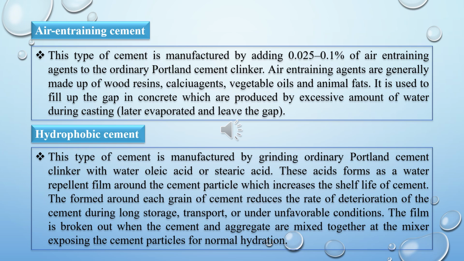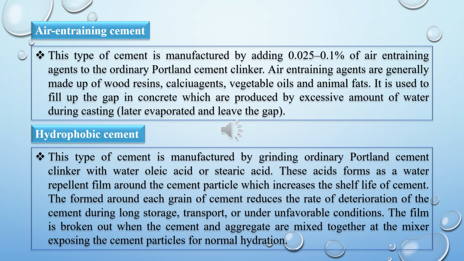Now, next one is air entraining cement. This type of cement is manufactured by adding 0.025 to 0.1% of air entraining agents to the ordinary Portland cement clinker. Air entraining agents are generally made up of wood resins, calcium agents, vegetable oils, and animal fats. It is used to fill up the gaps in concrete which are produced by excessive amount of water during casting.